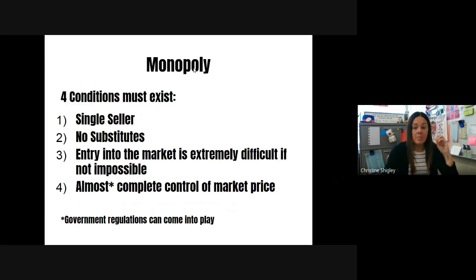All right, so to be a monopoly, 4 conditions must exist. Remember, all the rest of them had 5. This one only has 4. So there has to be a single seller of whatever the product is.